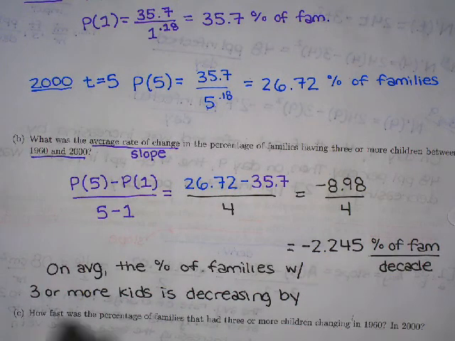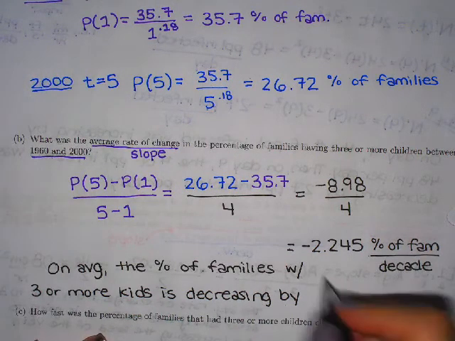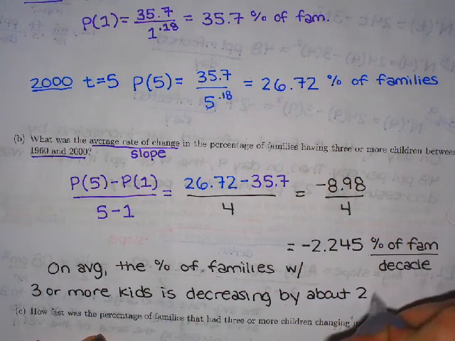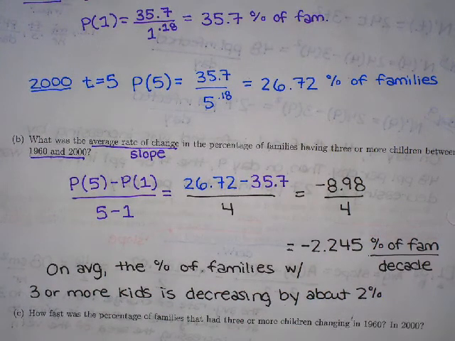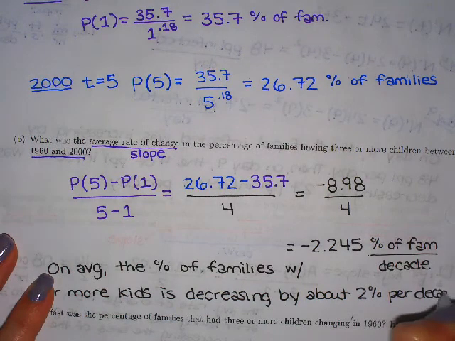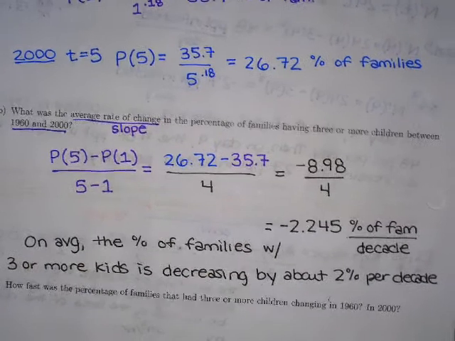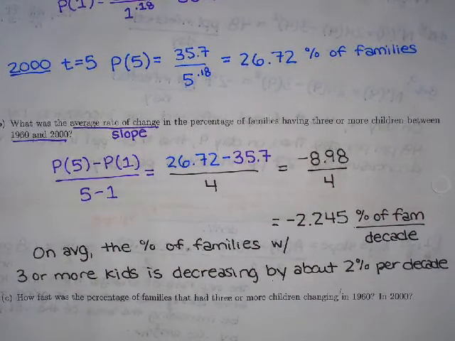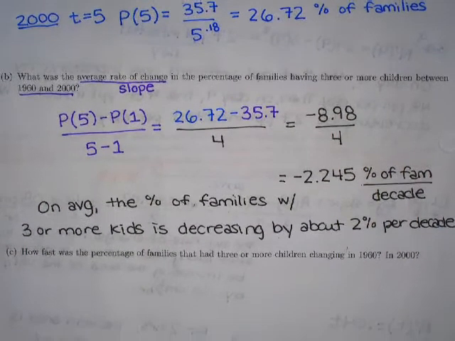By how much? Well, decreasing by a negative would make it sound like it's a positive because a negative times a negative makes it a positive. So we're going to say decreasing by, not negative 2, by about 2% per decade. When you say decreasing, that already accounts for the negative. So on average, the percent of families with 3 or more kids is decreasing by about 2% per decade, which makes sense to me, again, because just the cost of living goes up. You can't really afford to have all these babies.